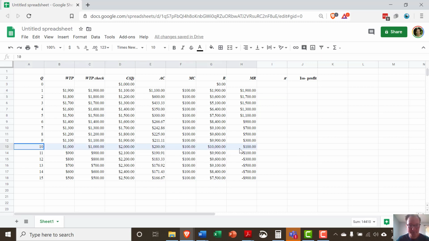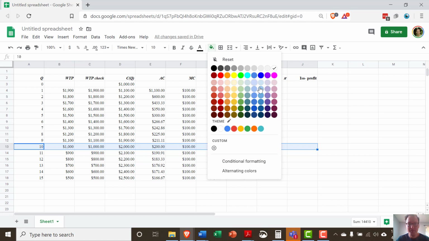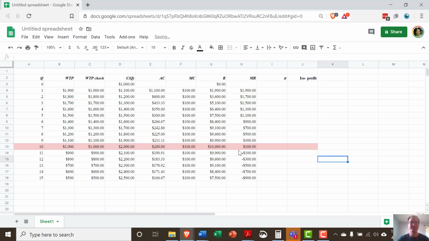So in this figure, I'm going to just highlight this a little bit because this is the solution to the problem. Fill color, it's the solution. I'll make it this color, right?